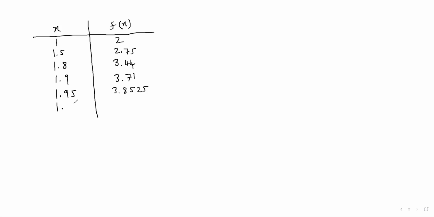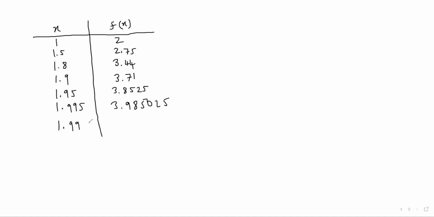So let's choose 1.995 and see what the function is doing for 1.995. We get 3.985025. It looks like the function is approaching 4, but we are not yet convinced. So let's try a number even closer than 1.995.